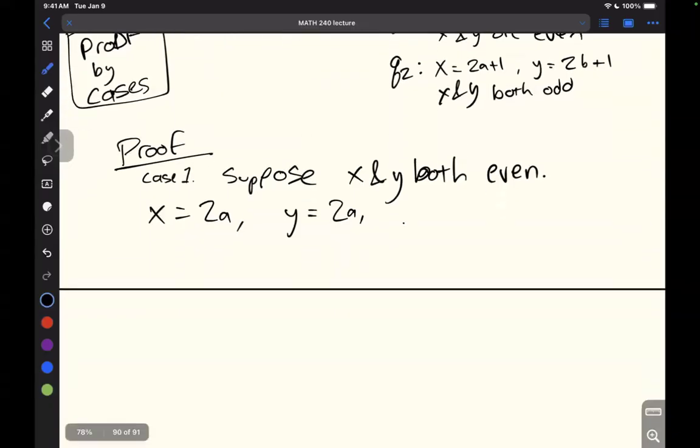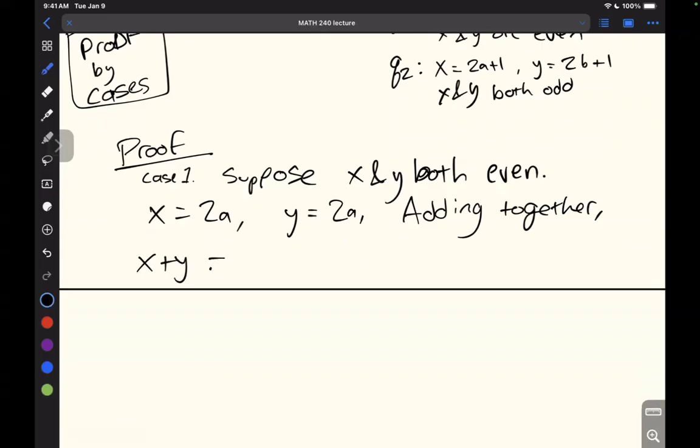And so we can say, adding together. Again, just two words that help us connect the flow of our proof. So adding together, X plus Y is 2A plus 2B. And from here, we can factor out a 2, A plus B. Wait, no. I've made a mistake.